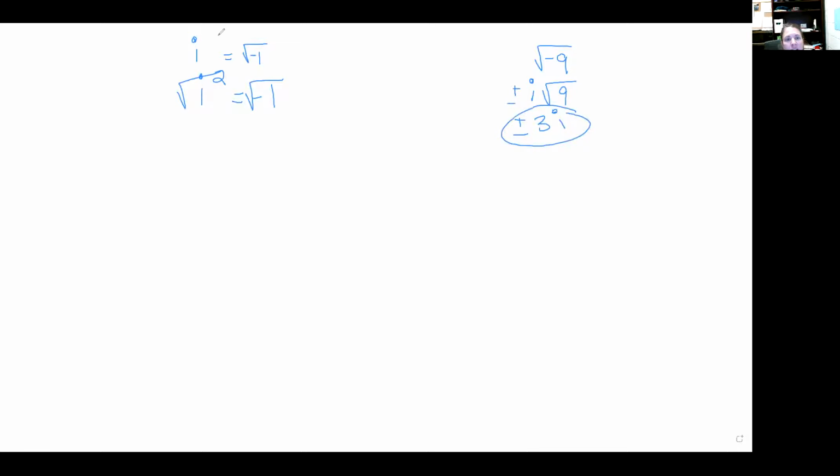So this kind of goes back to here. We know that the square root of -1 is the same thing as i, okay? So just keep that in mind.